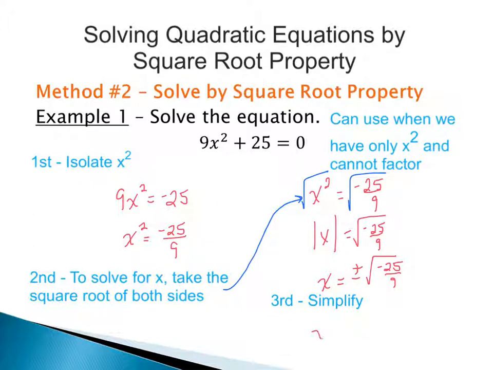So if I have then x equals plus or minus the square root of negative 25, a negative under the radical means we're going to have an i. Square root of 25 would just be 5, and the square root of 9 would be 3. So we would have an answer of x equals plus or minus 5/3 i, or if we want to write this as a solution set, we would say that we have 5/3 i and then negative 5/3 i.